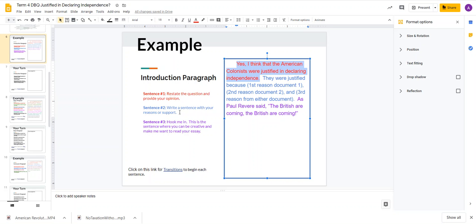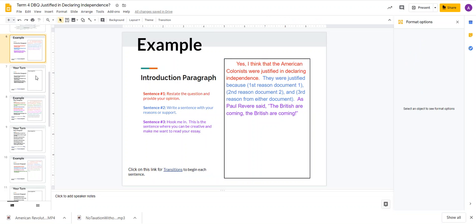On sentence 2, we did it in blue. It says write a sentence with your reasons or your support, the reason why you believe that. And that's what this sentence would look like here. Then sentence 3 says hook me in. This is the sentence where you can be creative and make me want to read your essay, and we've done that here in purple.